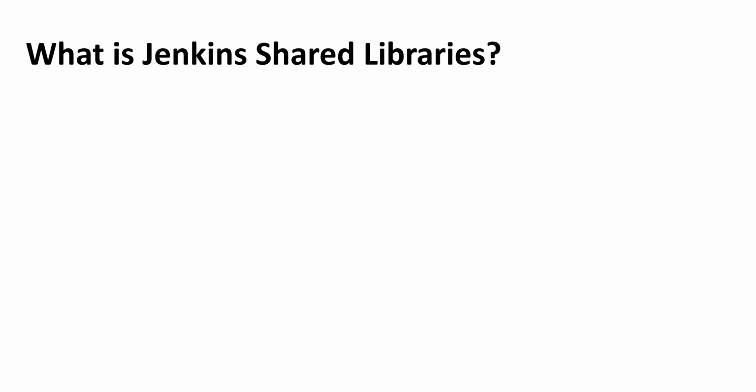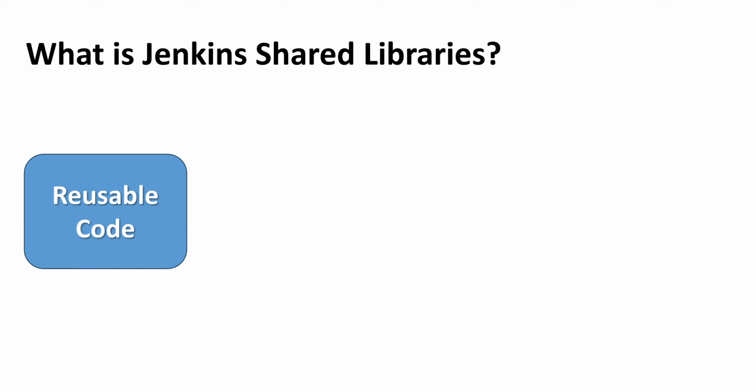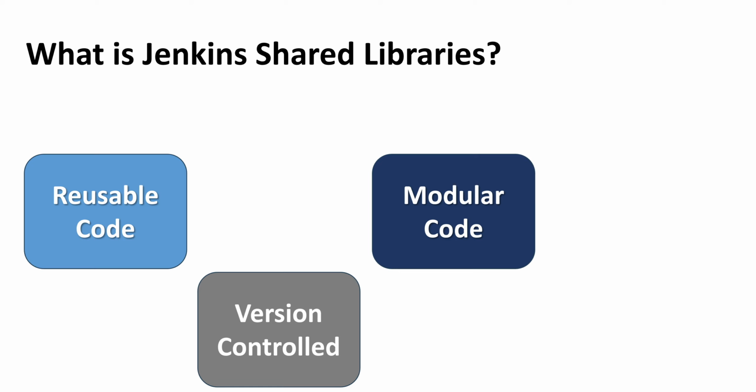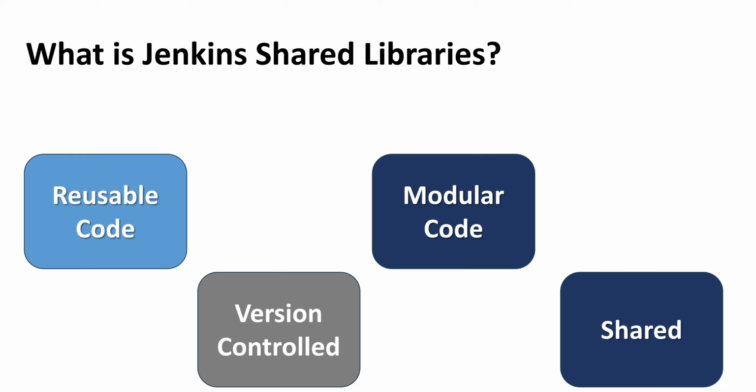To avoid this problem, Jenkins came up with a solution called Shared Library. So what is Jenkins Shared Library? Shared Library is a way to write reusable code. Version control: you can control your code using any SCM version control system. Modular code: you can write module-based code in the shared library, and then you can share your libraries across multiple repositories or multiple Jenkinsfiles.